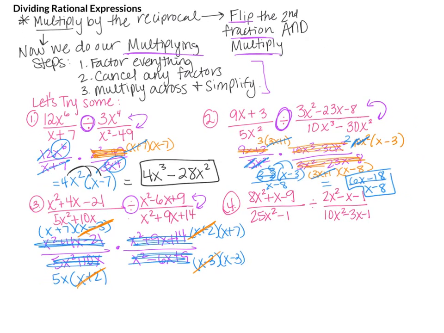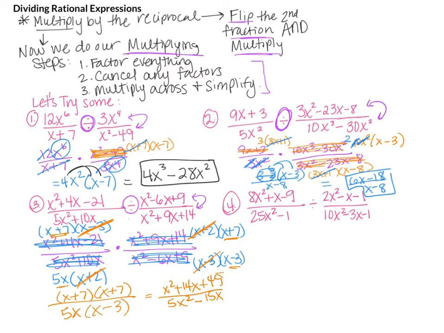So what I'm really going to have now is that x plus 7 from the first, the x plus 7 from my second fraction, a 5x, and then an x minus 3. Again, if I wanted to go ahead and multiply that out and simplify it, I'd end up with x squared plus 14x plus 49 over 5x squared minus 15x.